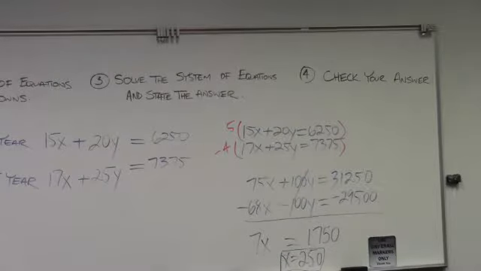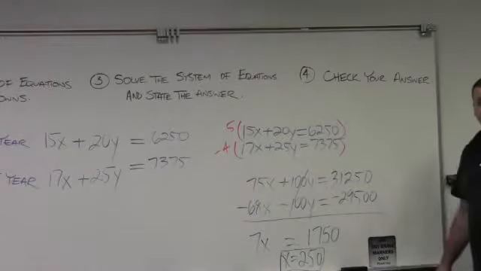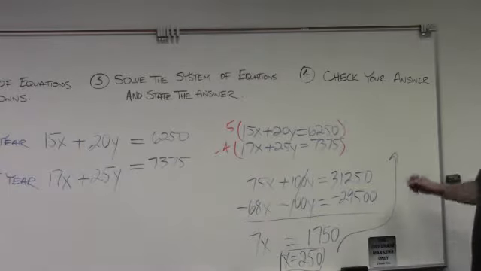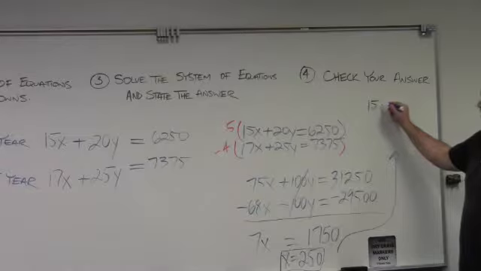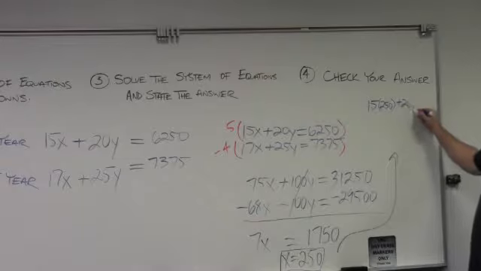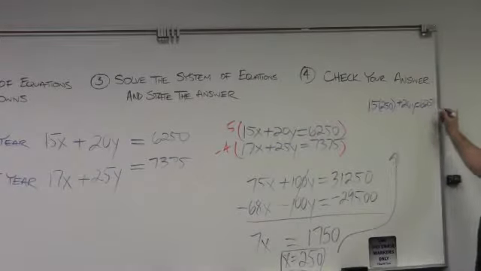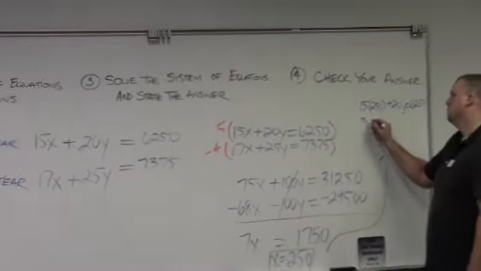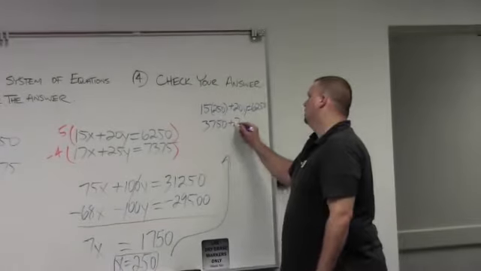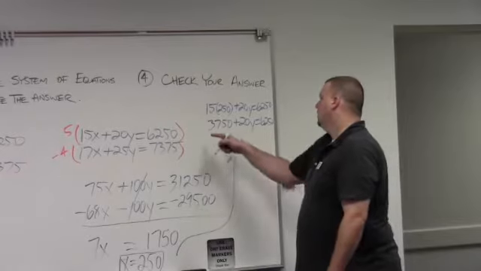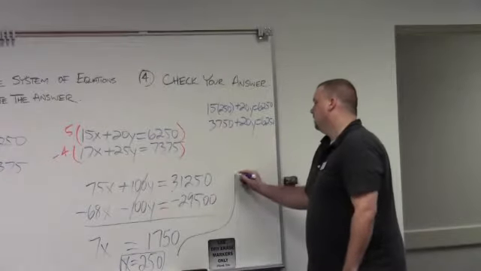So how can I figure out the other variable? How can I find out y, the number of tickets sold at the door? Plug it in. It doesn't matter which equation. In this case, not really. They're both kind of big numbers. So 15 times 250 plus 20y equals 6250. 15 times 250 is 3750, plus 20y. So we need to subtract 3750 from both sides, correct?